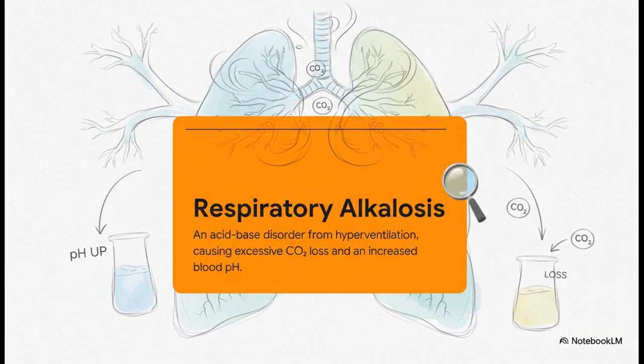And here's the absolute key to understanding this whole thing. In our bodies, CO₂ acts like an acid. So think about it. If you're blowing off too much acid, what's left? Your blood becomes more basic, or alkaline, and that makes the pH level shoot up.